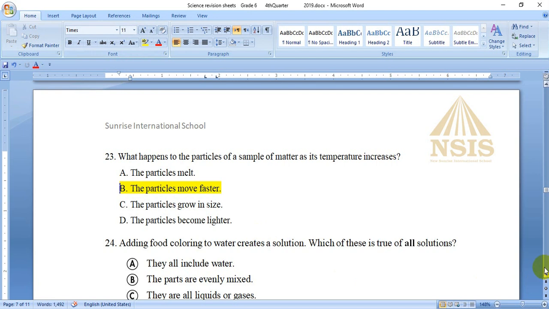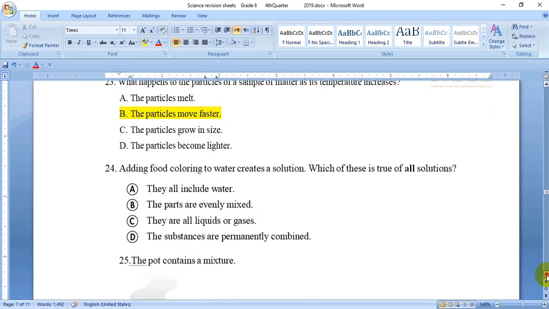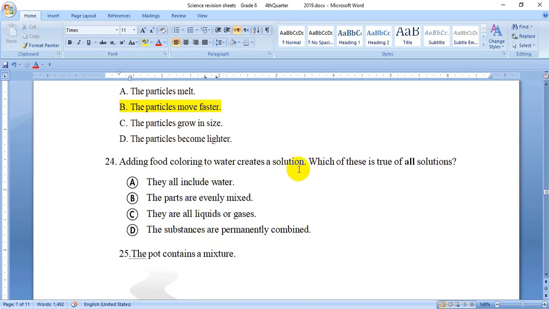Next question, 24. Adding food coloring to water creates a solution. When we add food colors to the water, they mix completely and they make a solution. Which of these is true of all solutions? That they all include water? All solutions include water? Of course not, because air is also a solution.